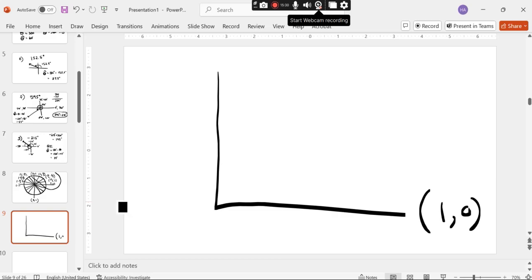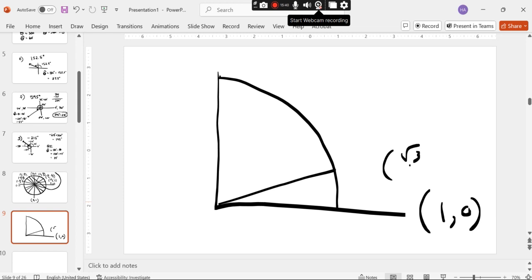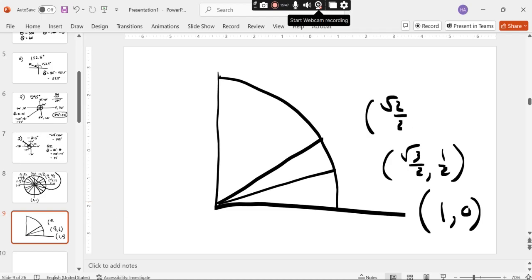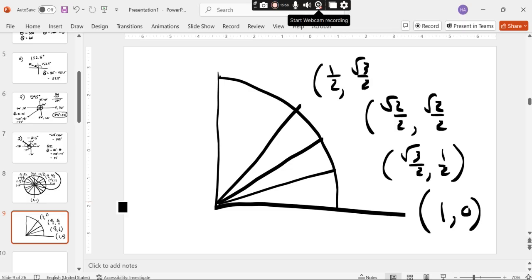1, 0 was here, right? And so this is just quadrant 1, right? Think of that little piece right there. And so we go to 30 degrees. 30 degrees is root 3 over 2, 1/2, right? And then we have root 2 over 2, root 2 over 2. Notice there's enough of these, we're going to memorize them just by writing them out so many times here. 1/2, root 3 over 2, and then we get to 0, 1.